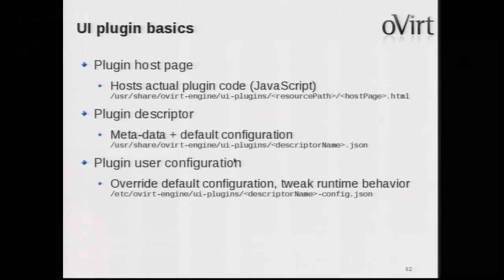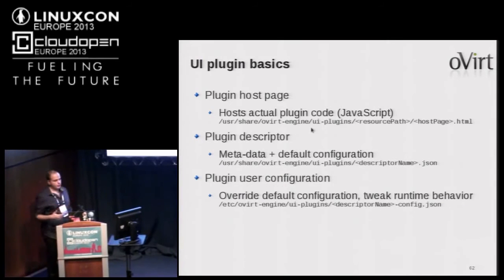So the basics: the UI plugin contains the HTML file of the plugin, the one we saw a second ago. And we have a plugin descriptor, which is a JSON file containing different configuration items we need the plugin to have. And we can override it. If we install the plugin with a specific configuration and we would like to override it, then we can create a new file in order to do that.